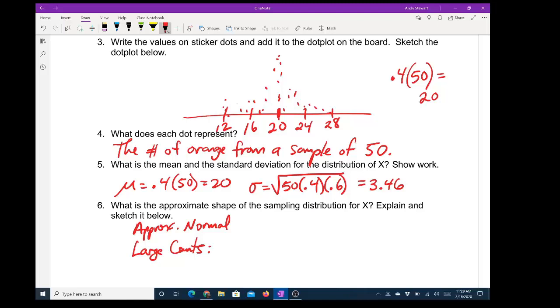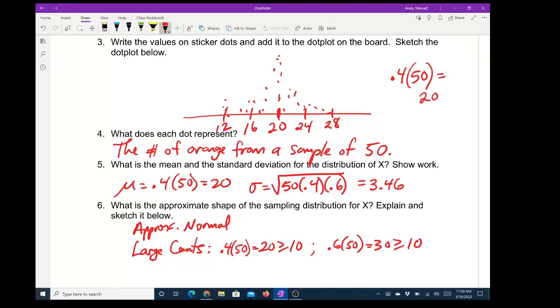So how we would document this is we would just say that since 0.4 times 50 is 20, that's greater than or equal to 10. For our failures, change it to 0.6 times 50, which would be 30, which is greater than or equal to 10. What happens is if you don't have at least 10 successes and 10 failures, then the binomial doesn't start to look normal. It will be skewed. And so this is good.